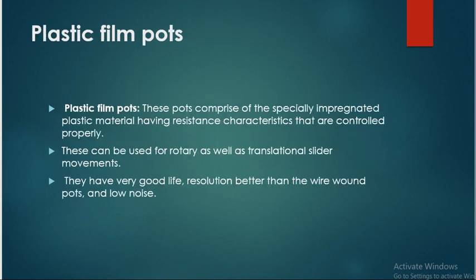Next category is plastic film pots. These pots comprise specially impregnated plastic material having resistance features that are controlled properly. These can be used for rotary as well as translational slider movements. They have very good life, better resolution than the wire wound pots, and low noise.